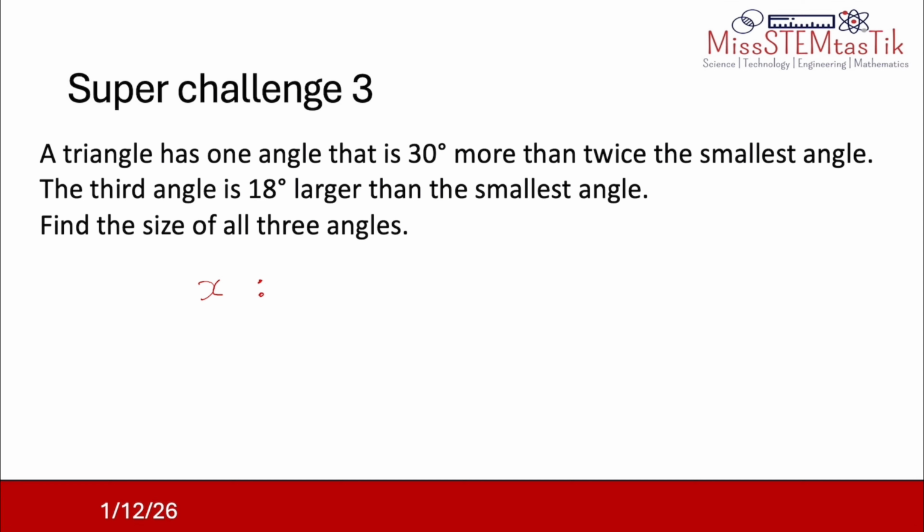I am going to say that the smallest angle is x. So the other angle is 18 degrees larger than x. And the third angle is 30 plus 2 times x, because it says more than twice the smallest angle. So 2x plus 30. Now I know all of these angles are equal to 180 degrees, so I'm just going to rewrite it with the addition as a sum.